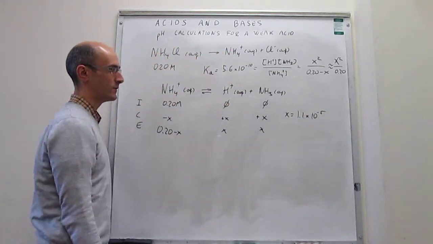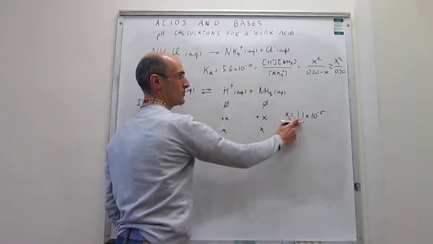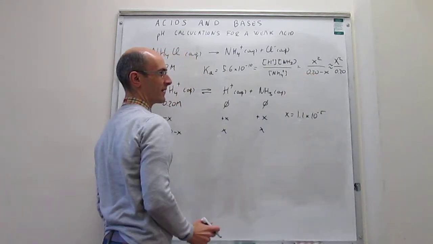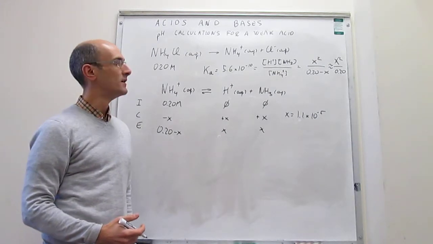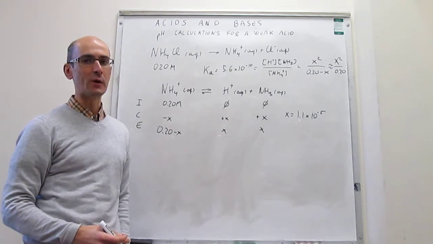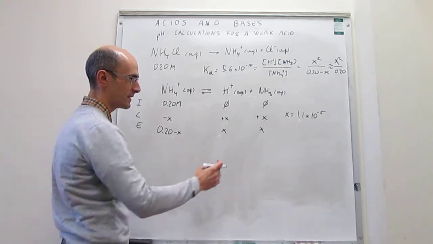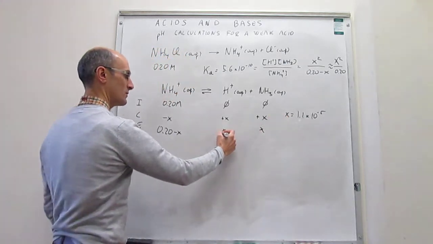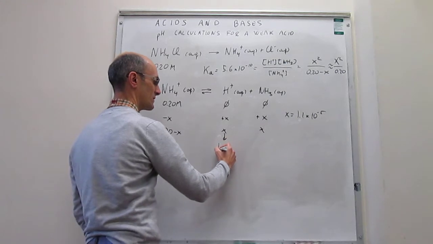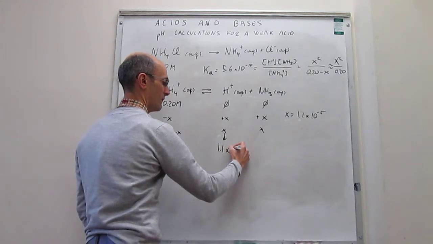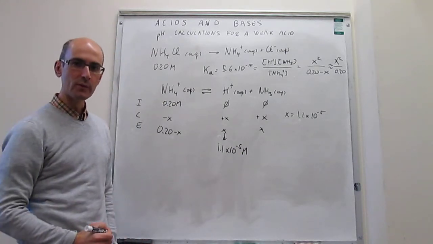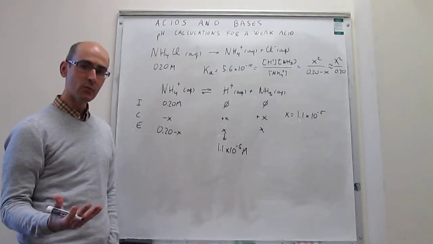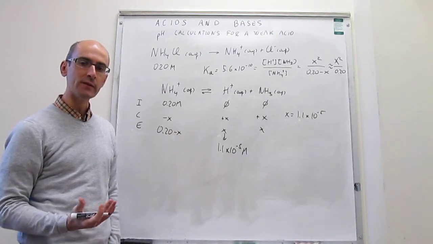The next thing that we do is compare this solution to the number that we're neglecting it against, and the ratio of those two numbers is well below 0.05, so the approximation is quite valid in this case. So that is the x that we have here, which also happens to be the concentration of protons at equilibrium, from our ICE diagram. We're just one step away from being able to calculate the pH.